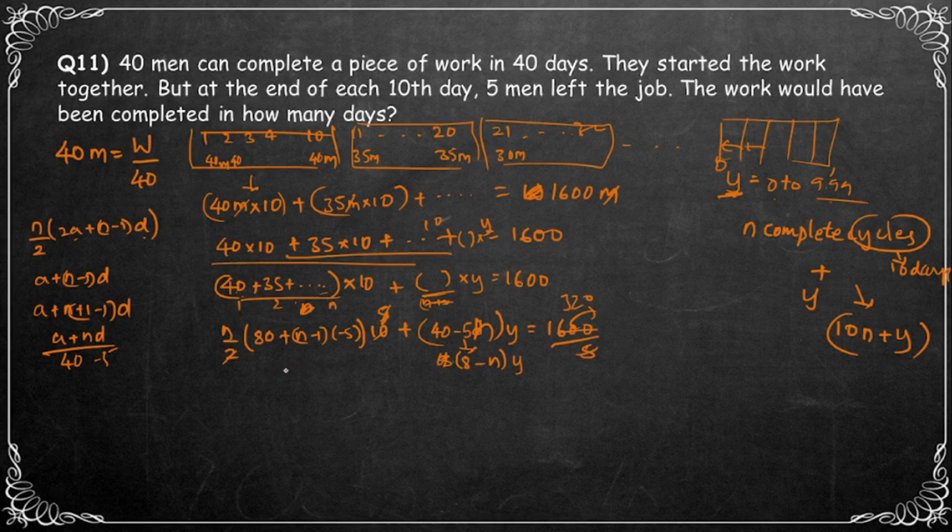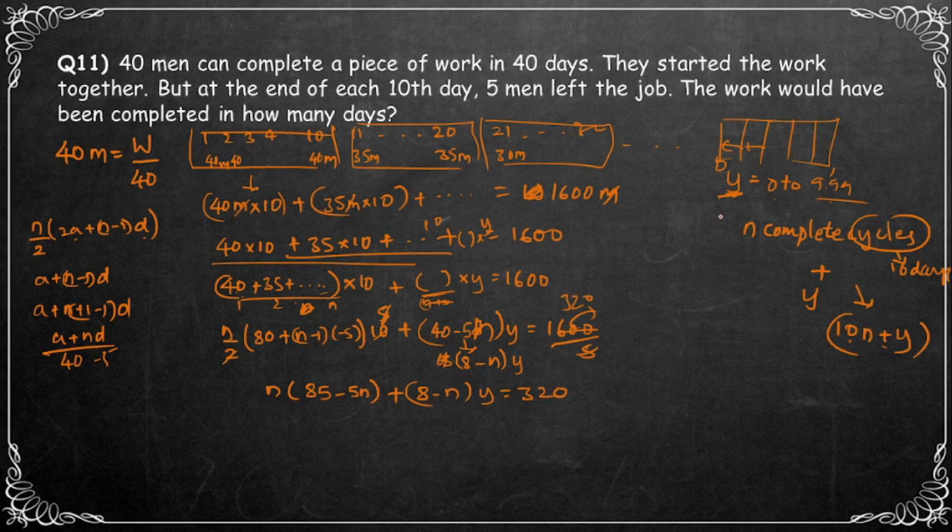So this is like n into 85 minus 5n plus 5, 80 plus 5, 85, minus 5n plus 8 minus n into y is equal to 320. Now we need to find 10n plus y. We have two variables, n and y.